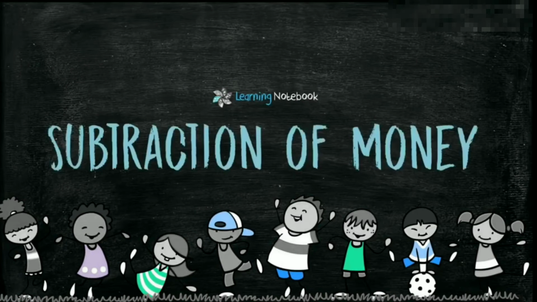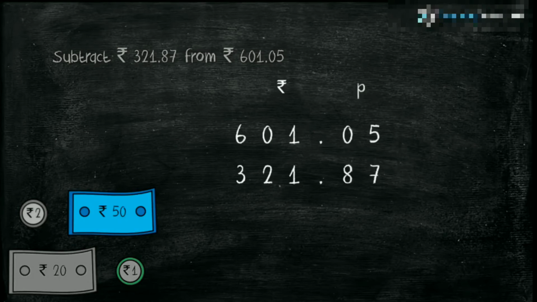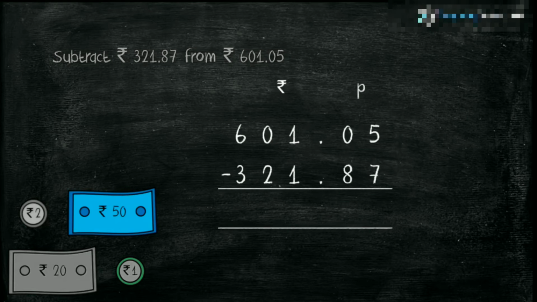Now let's learn how to subtract money. Question is, subtract rupees 321.87 from rupees 601.05. Students, let's write them in columns and subtract them.